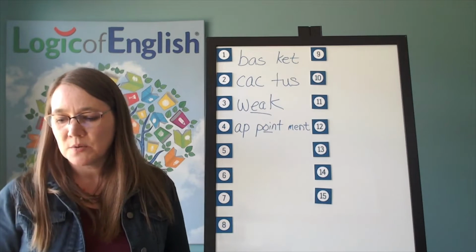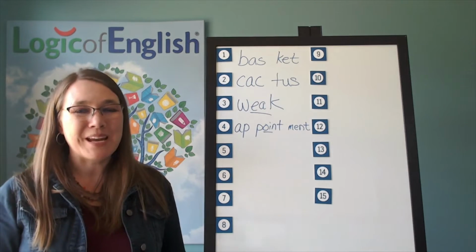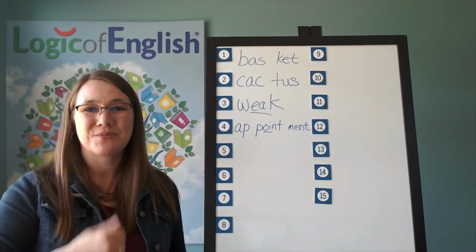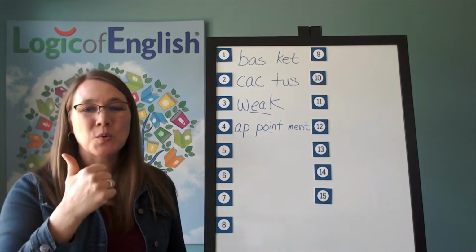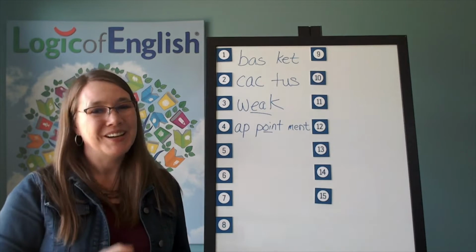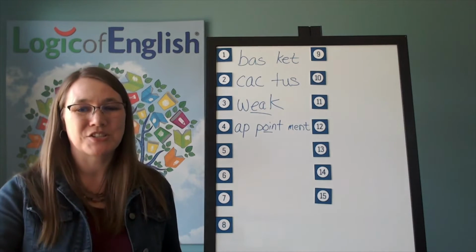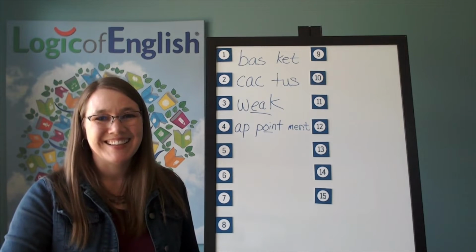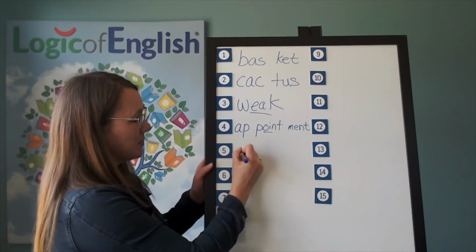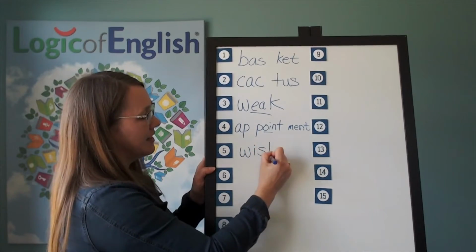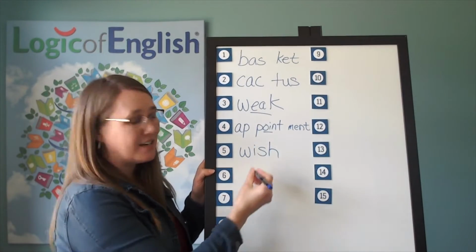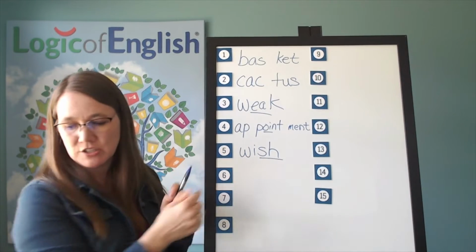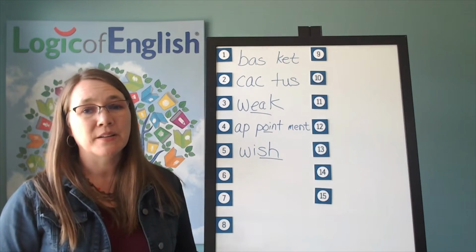The next word is wish. How about if you make a wish as you blow out the candles? Wish. Go ahead and say wish. Let's sound it out. W-I-sh. Excellent. Go ahead and write it. Good. Now help me write it. W-I-sh. And how will we mark it? We'll underline the sh. Let's read it. W-I-sh. Wish.